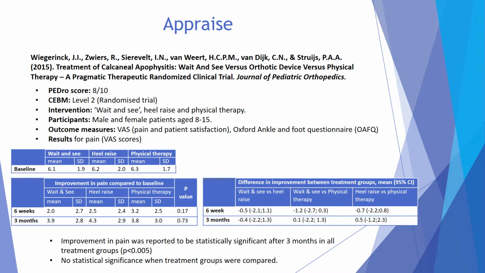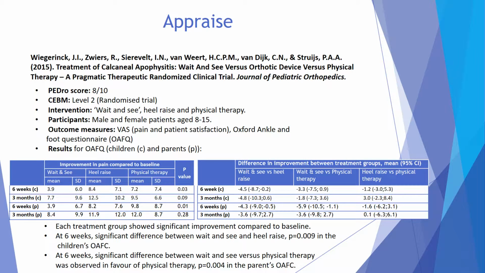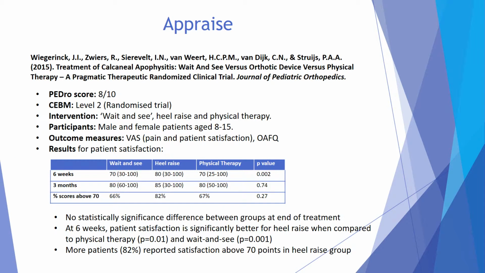However, the results were in favor of heel raise with an average reduction in pain by 4.3 on the visual analog scale. Lack of statistical significance between control group and treatment groups could be due to ceased activity levels in the control. There was statistically significant improvement in Oxford ankle and foot questionnaire for both parents and children when compared to baseline. In patient satisfaction, there was no statistically significant difference across groups after 3 months, as P equals 0.27.